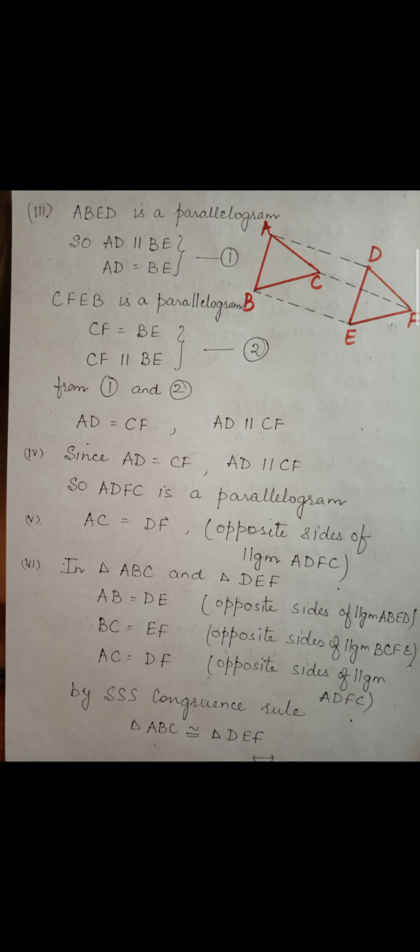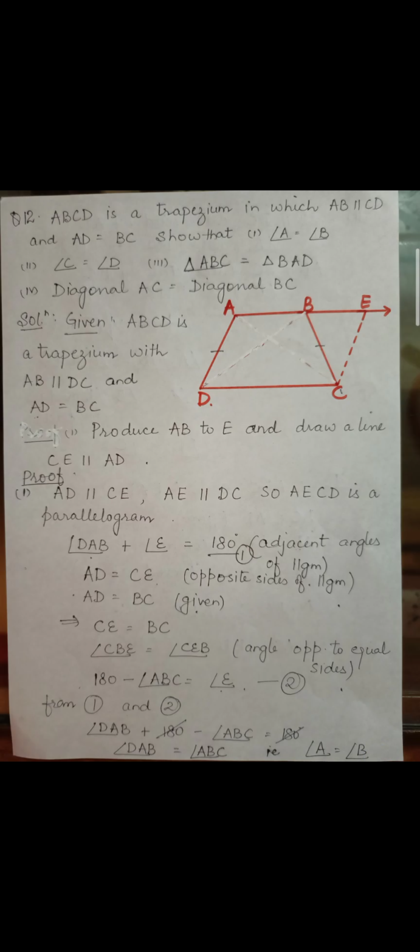So AB is equal to DE, opposite sides of parallelogram ABED. BC is equal to EF. These are the opposite sides of parallelogram BCFE. AC is equal to DF, opposite sides of parallelogram ACFD. Then by SSS congruency rule, triangle ABC is congruent to triangle DEF. So triangles are congruent.